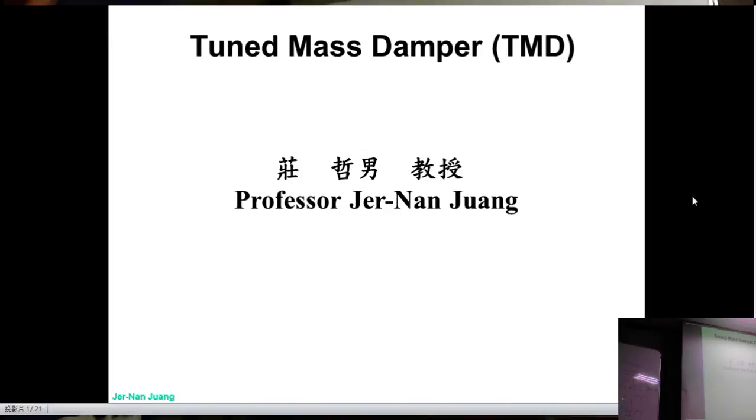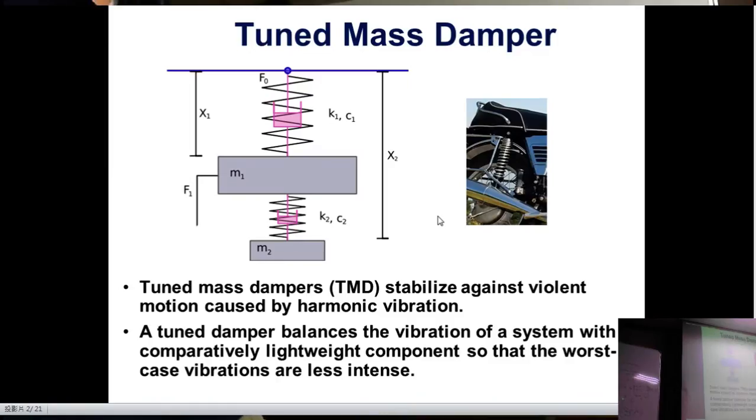Okay, I will try to take another maybe 40 to 50 minutes to briefly show you the tuned mass damper, and that's something I think we are interested in.